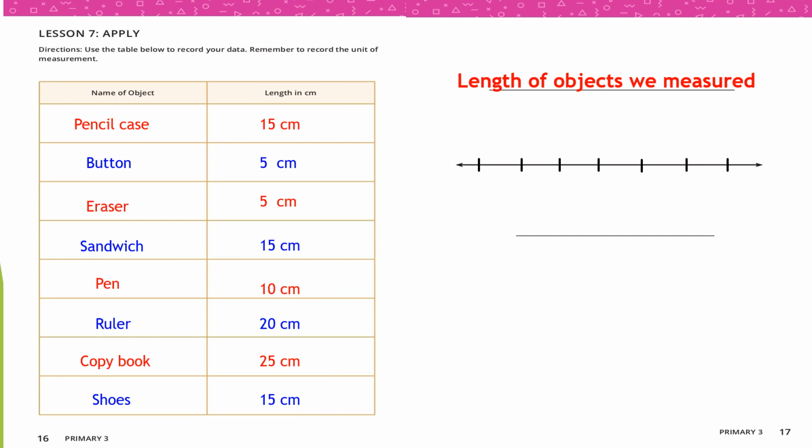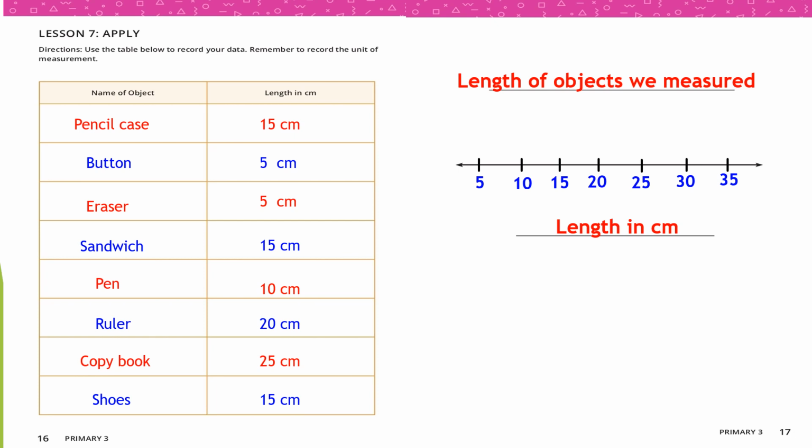So we will make here a line plot using this table, and its title will be length of objects we measured, and the label will be length in centimeter. We will start from 5, 10, 15, 20, 25, 30, 35, 40, 45. We don't have 40, we will stop at 35. Okay. How many items have 5 centimeter as a length?